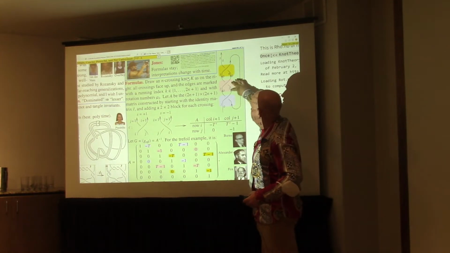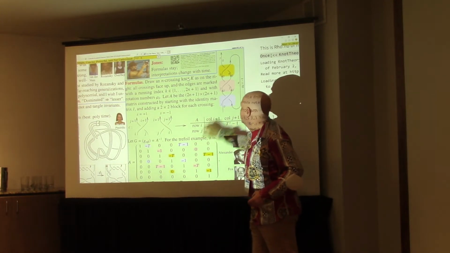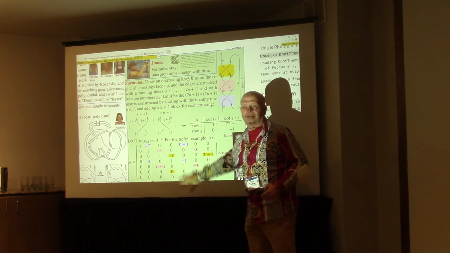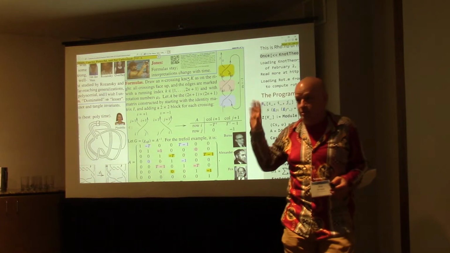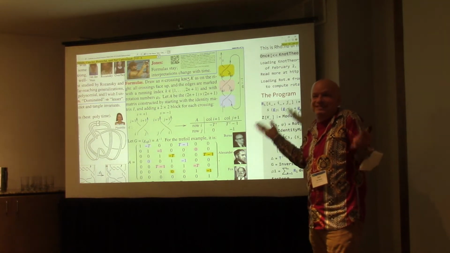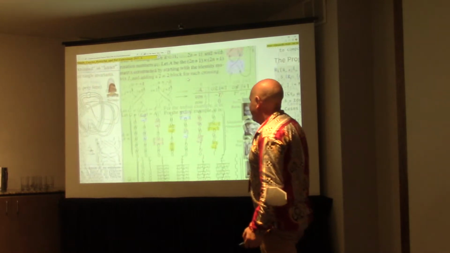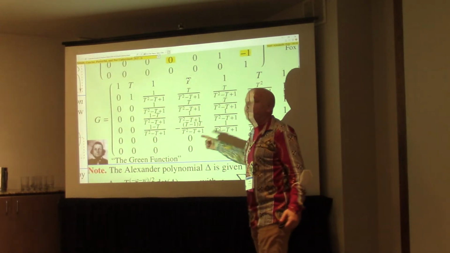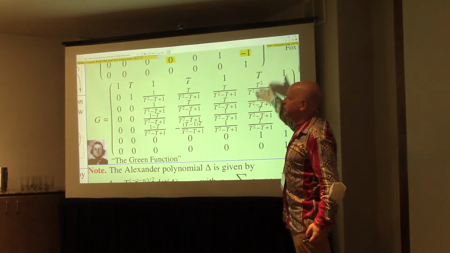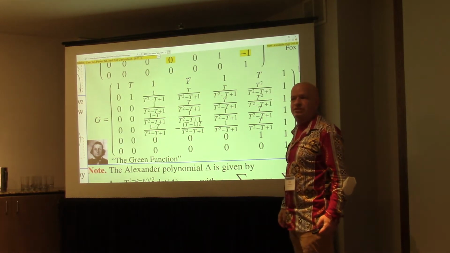Likewise, the pink entries are dictated by the pink crossing, and the purple entries are determined by the purple crossing. I think it's clear, right? Do I even need to ask? Okay? And then G, I will sometimes call it the green function, is the inverse matrix of A, and here it is.